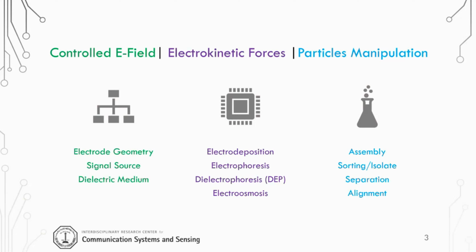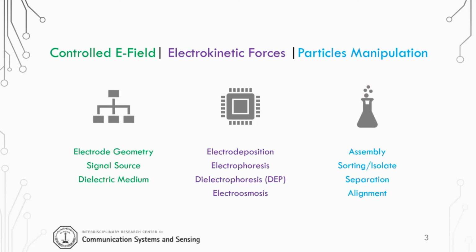Okay, so the second term in the title is electrokinetic forces. It actually comes from the name electrokinetics. Electro means that it comes from an electrical power or electrical source, and then it causes a mechanical change. For example, you apply an electric field, and as a result, there will be a motion or movement of a certain particle. What are the different types of electrokinetic force?